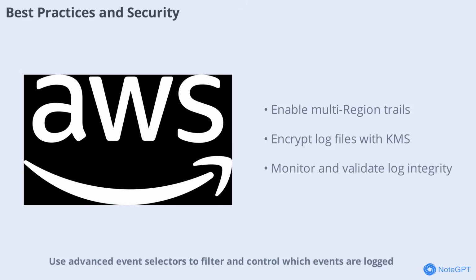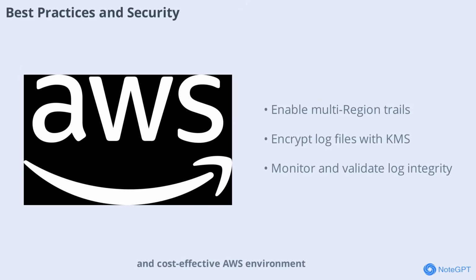Use advanced event selectors to filter and control which events are logged, optimizing both security and cost. For compliance, leverage organization trails and CloudTrail Lake to centralize and retain logs as required by your policies. Finally, monitor insights events to quickly detect and respond to anomalies. By implementing these strategies, you'll maintain a secure, auditable, and cost-effective AWS environment.